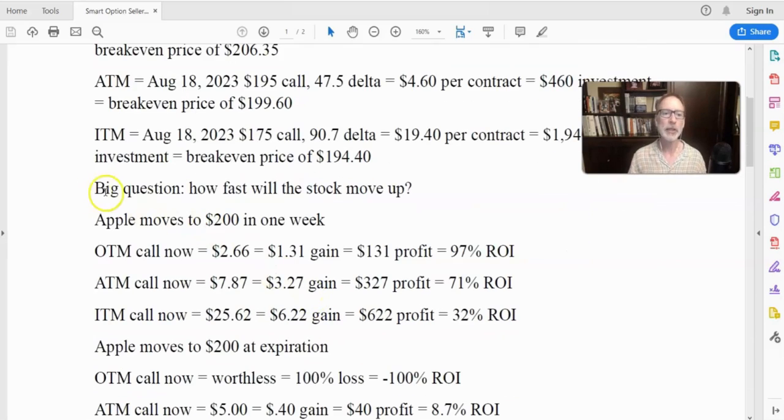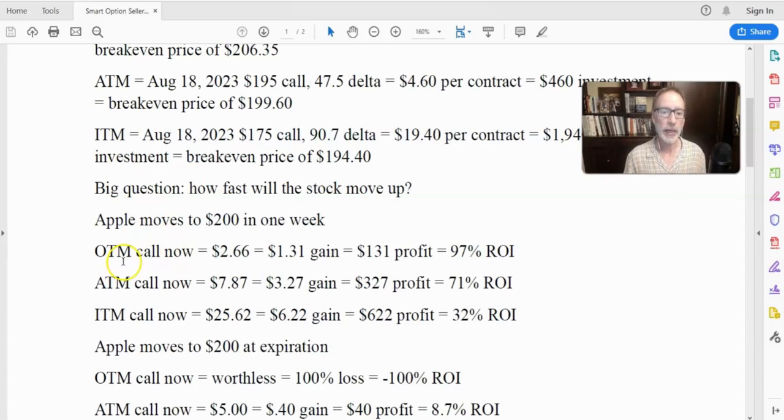Okay. So your big question is, how fast will the stock move in the direction that I think it's going to move? Meaning, how fast can Apple rise? Now, like I said, most people think they can figure this out very quickly. But in this case, we're going to take the example and say, let's just say Apple moves up to $200 in 1 week's time. Okay? So what happens to the option prices? How do the option prices change if Apple actually shoots up $7 in 1 week's time?